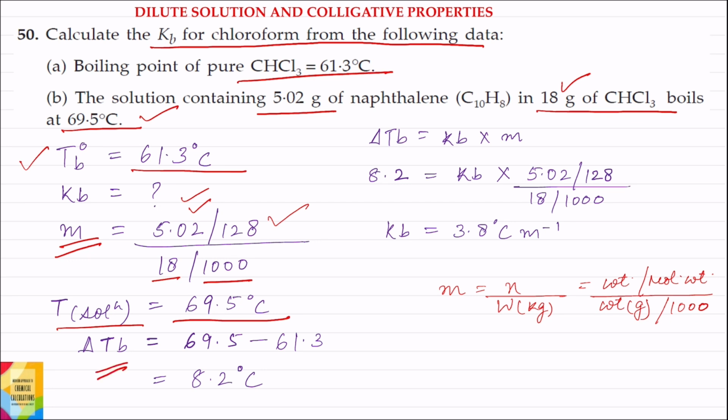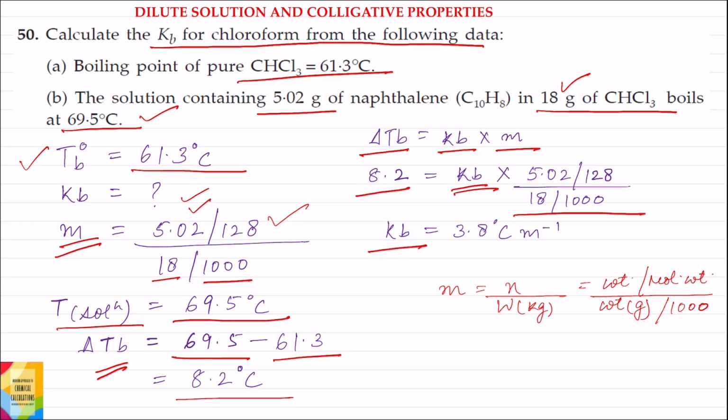Now elevation in boiling point will be equal to boiling point of solution, that is 69.5 degrees centigrade, minus boiling point of the pure solvent, that is 61.3 degree centigrade, and this is equal to 8.2 degrees centigrade. Now delta TB is equal to KB into M. Delta TB की value है 8.2, KB we have to find out. This is the value of M, that is molality. Solving, value of KB is equal to 3.8 degrees centigrade and this M stands for molality.